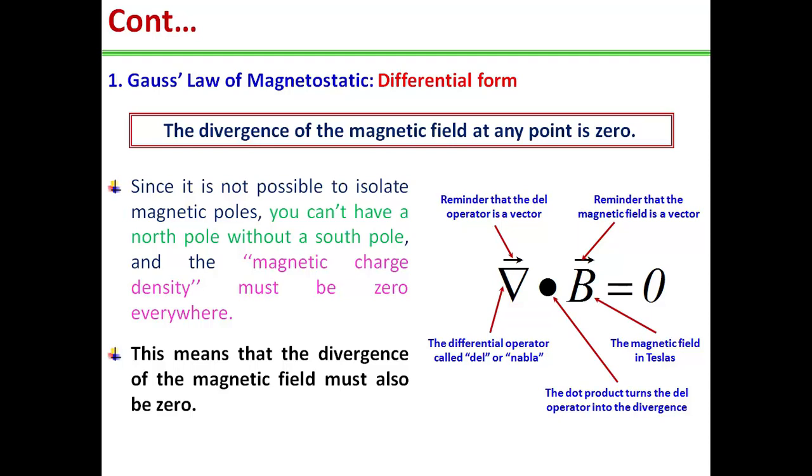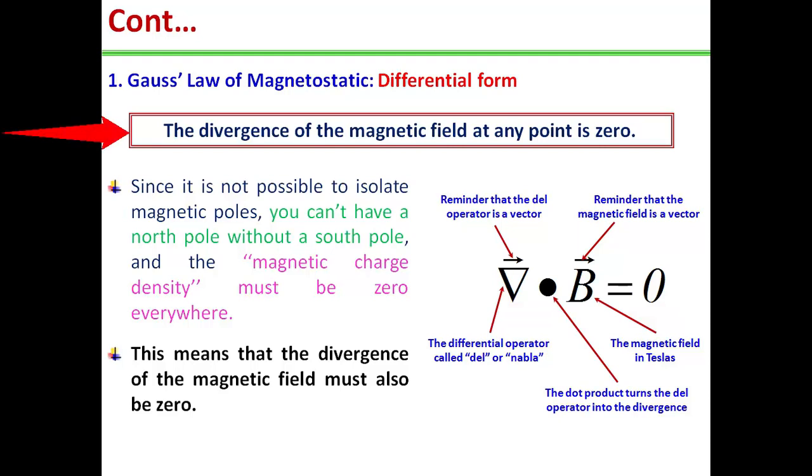Now we will see the Gauss law of magnetostatics in differential form. The continuous nature of magnetic field lines makes the differential form of Gauss law for magnetic fields simpler, and in differential form it can be written as del dot B is equal to 0. Here the left side of this equation is a mathematical description of the divergence of the magnetic field, while the right side is simply 0.